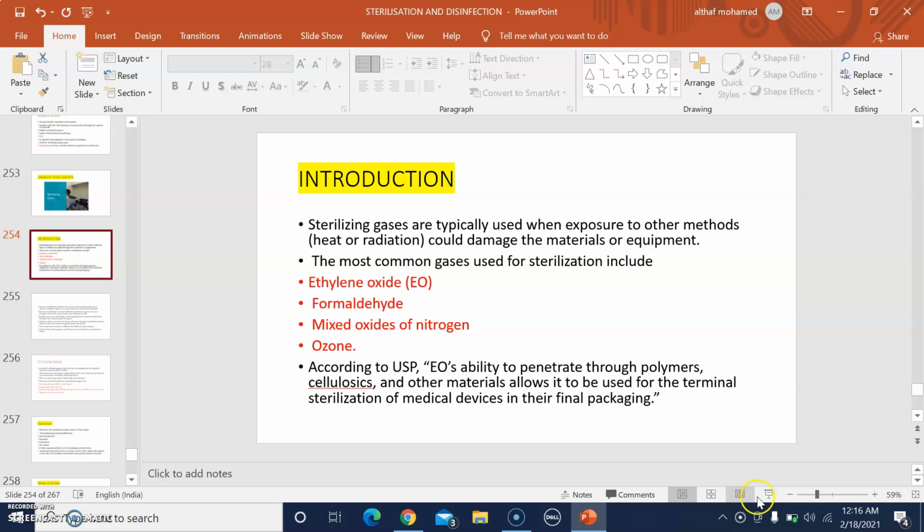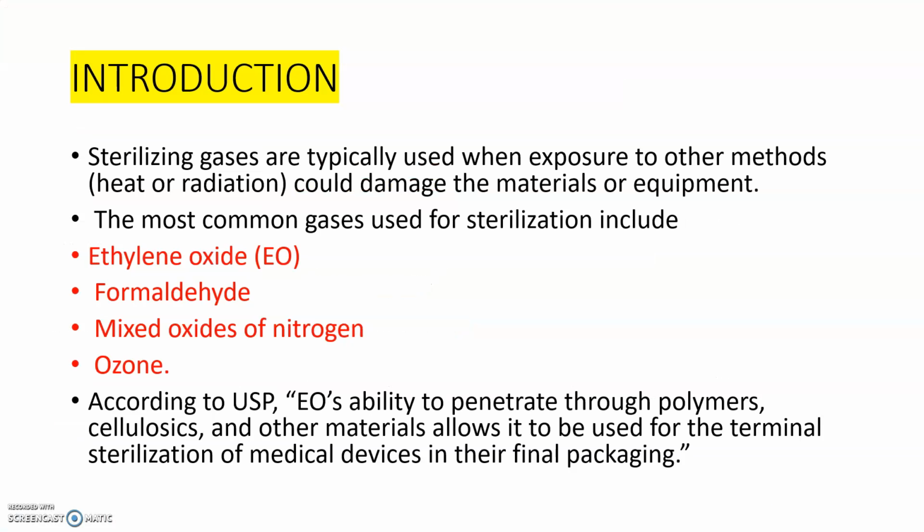The sterilizing gases are typically used when exposure to other methods, for example heat or radiation, could damage the materials or equipment. The most common gases used for sterilization include ethylene oxide, formaldehyde, mixed oxides of nitrogen, and finally ozone. According to the USP, ethylene oxide's ability to penetrate through polymers, cellulosics and other materials allows it to be used for the terminal sterilization of medical devices in their final packaging.